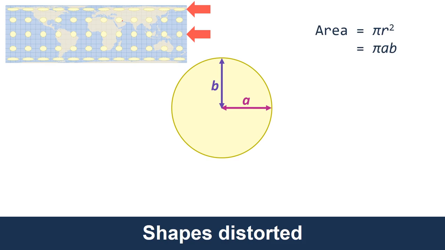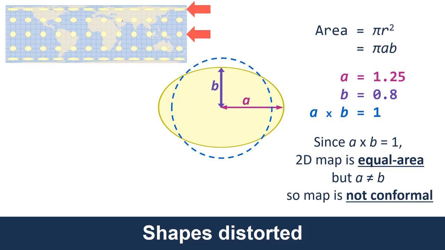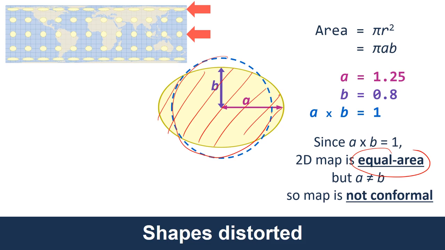So going back to the same idea, same formula for area, but what's happening is that our circles are being distorted, and so now A is greater than 1, B is less than 1, but A times B still equals 1. And so why is that important? What's the significance of that? What it means is that since A times B still equals 1, this map is equal area. In other words, the area of this yellow circle is the same as the area of the blue circle.